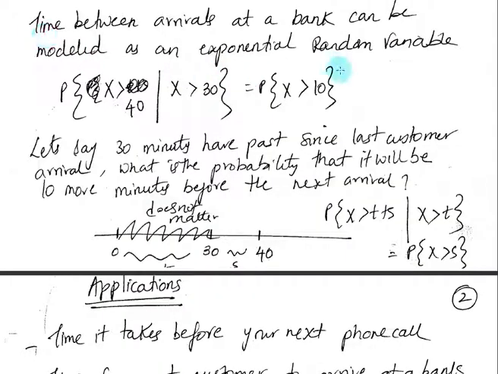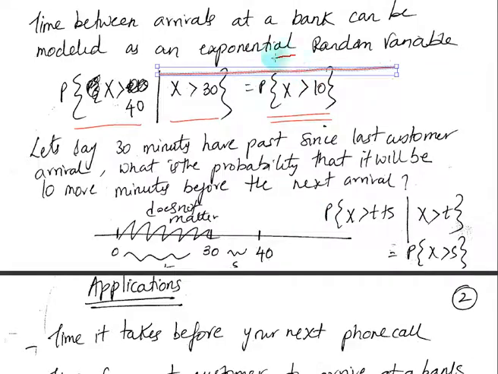Let's take the example of time between arrivals at a bank, which can usually be modeled as an exponential random variable. If you want to find the probability that x is greater than 40 given that 30 minutes have passed, then all we need to do is find the probability that x is greater than 10. If 30 minutes have passed since the last customer arrival, what is the probability that it will be 10 more minutes before the next arrival? All we need to do is compute the probability that x is greater than 10 and not worry about the fact that 30 minutes have already passed since the last customer arrival.